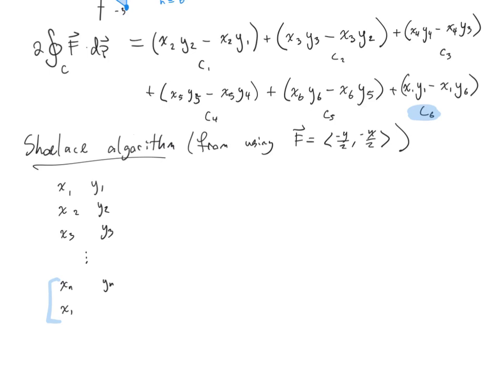So x1, y1. And what you do is you first multiply these guys diagonally down. So that becomes x1 y2 plus x2 y3 plus x3 y4 plus, up to, xn minus 1 yn plus xn y1 when you do the loop.